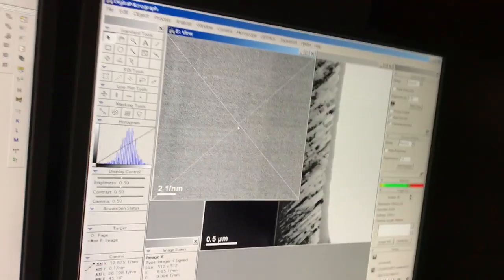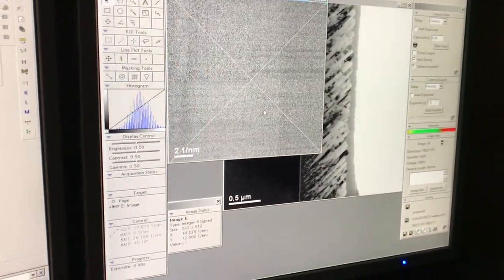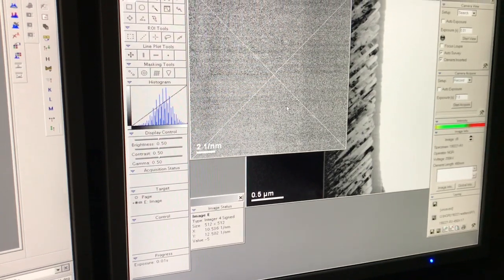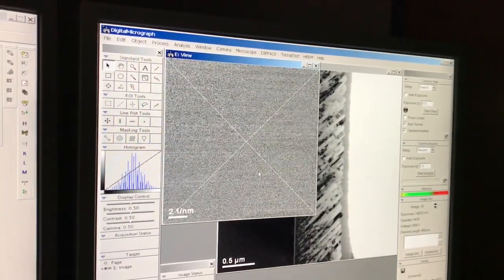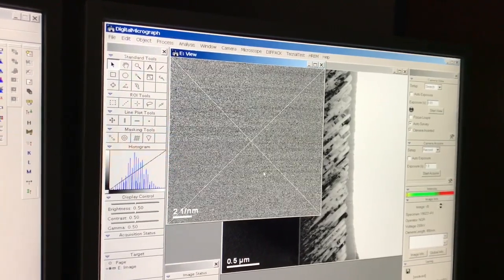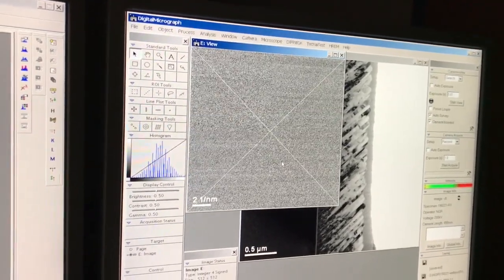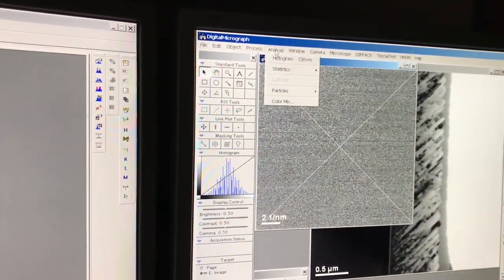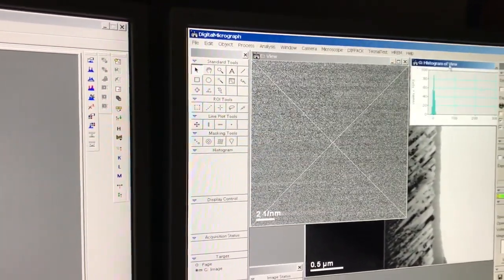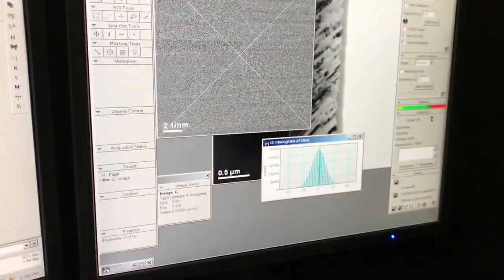Okay, so the only thing left to do now, I've got a live image going. I'm going to put my exposure time back to 0.01. Okay, again, that's for protection, right? The lower your exposure, the less accumulation of charge your scintillator is building up. Okay, the other thing I'm going to do here is I'm going to start acquiring a histogram of the live image.